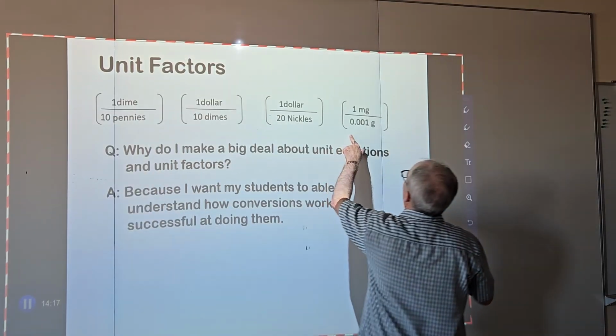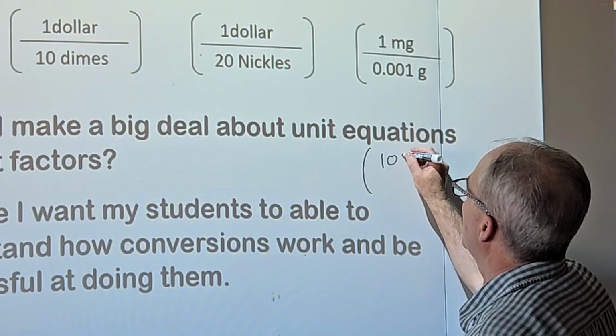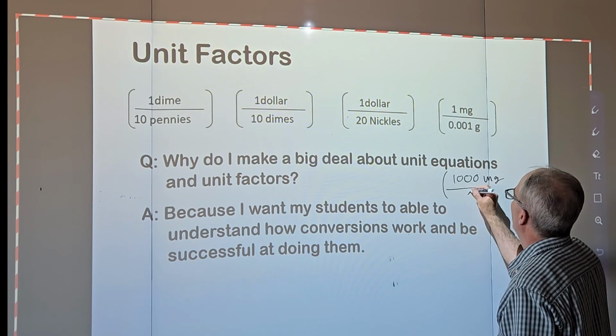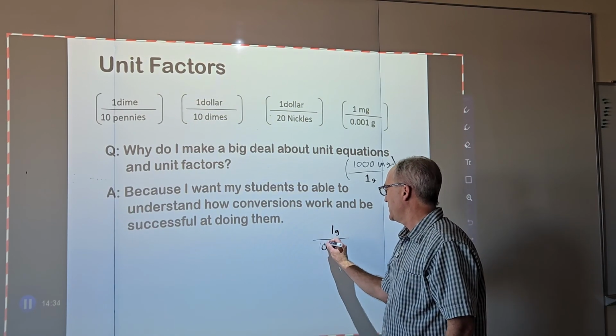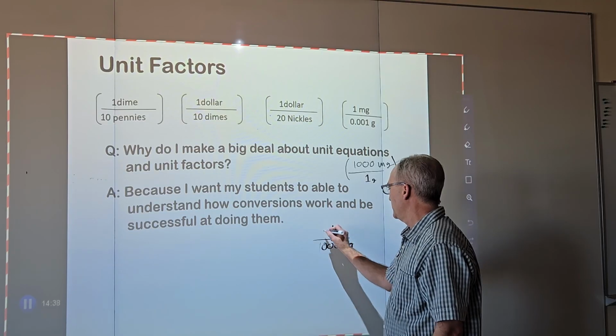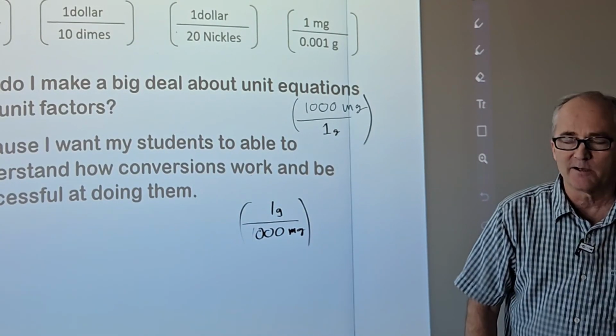So once again, something that works just as well as this one is 1,000 milligrams over gram. And of course, there's the reciprocal of that. 1 gram is the same thing as 1,000 milligrams. That's because a milligram is a thousandth of it.